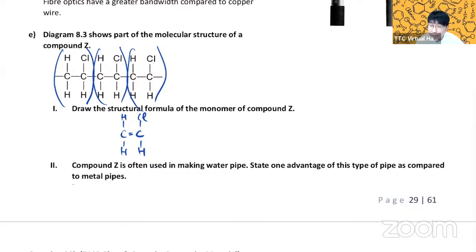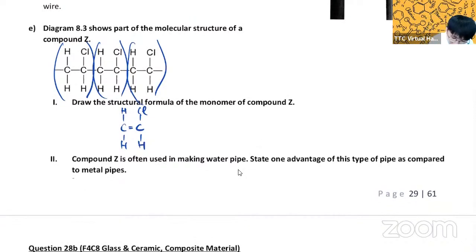Metal pipe, metal easily rusts. So for here, it does not corrode or rust. Does not corrode, does not rust.